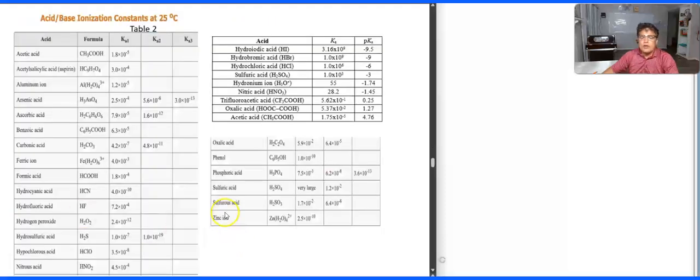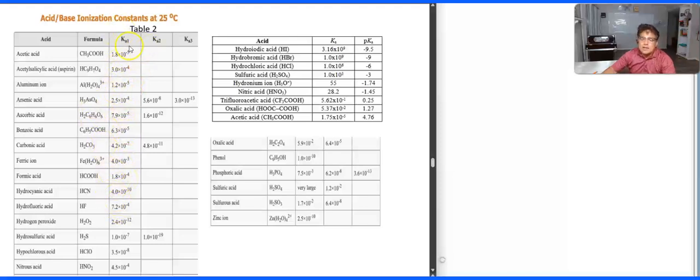So now let's see some constants. Acetic acid is this, Ka is 10 to the minus 5. See, these all have the carbon, right? These all are weak acids, because look at that, Ka is 10 to the minus 4, 10 to the minus 5, they are less than 1. So that's why they all are weak acids.